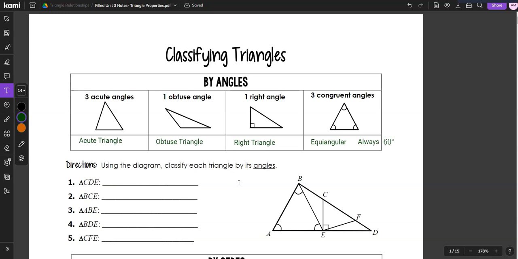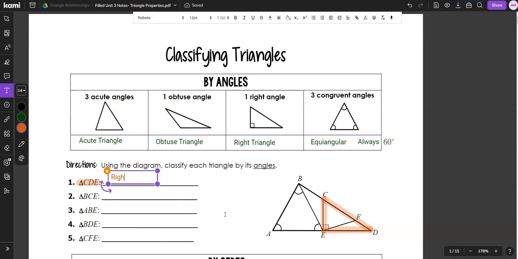So we're going to do a little bit of practice with this. I'm going to be using the highlighter tool so that I can highlight the triangles as we go. So the first triangle we're going to look at is triangle CDE. And of course, just like with angles, we start at the first letter and then we follow it around, C, D, and then E. So that's my orange triangle. And that is a right triangle. Triangle CDE is a right triangle. We can see it from this box right here.